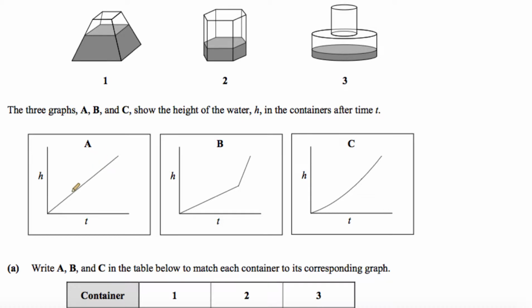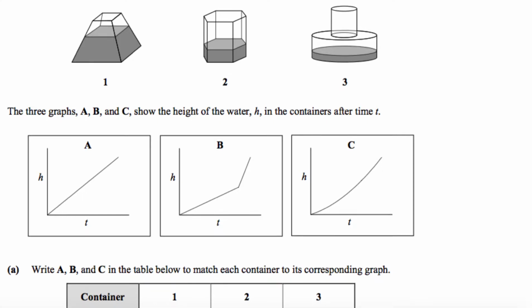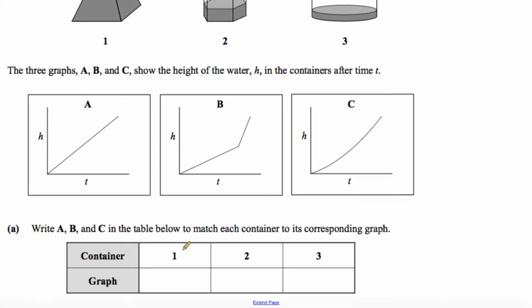graph A, we can see as time goes by, the height is increasing at a constant rate. The height is increasing at a constant rate. So that would match container 2, because container 2 is the same width, this hexagonal shape, all the way up as it's being poured. So the height is going up at the same rate as the water is going in. So container 2 is matched to graph A.